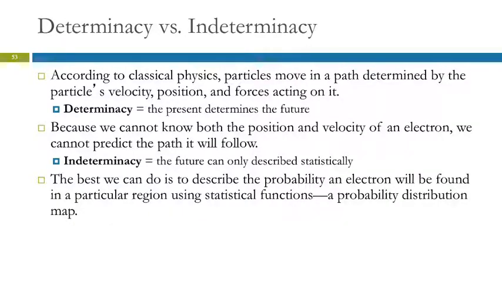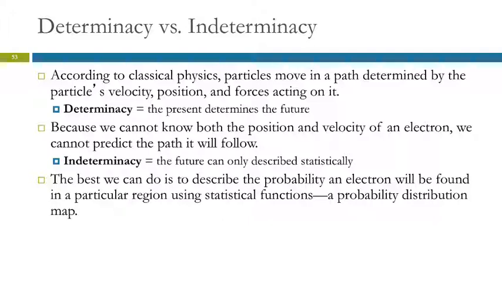So classical physics, which is the physics that I like: we've got particles moving in a path, and that path is determined by the velocity, the position, and any forces that are acting on the particle. That's called determinacy. The present, things that are going on with it right now, determines what happens in the future. I throw a baseball, and what I do with it right now determines where it goes in the future. With the electron, we can't know the position and the velocity, so we cannot predict the path that it's going to follow.